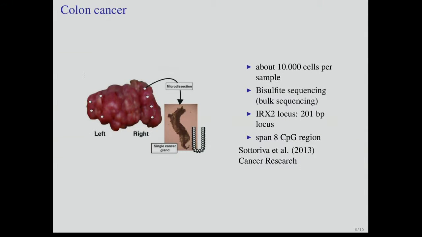So now I'm going to show you 2 examples, 2 data sets that we looked at. One data set is from colon cancer, and another one is from leukemia. The colon cancer data set was bisulfite sequencing of one locus, that's the RX2 locus, a 201 base pair locus that spans 8 CpGs.